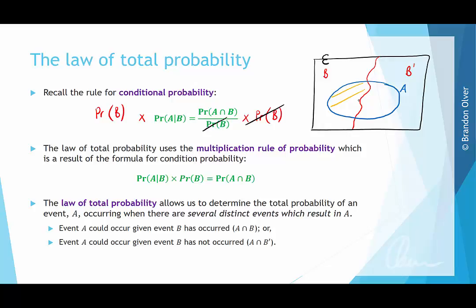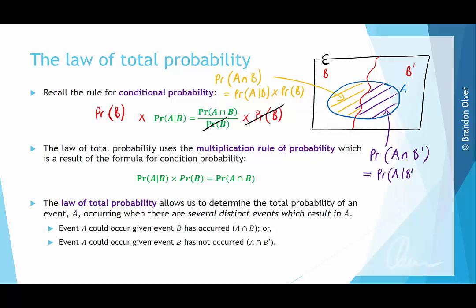Now the part that I am shading in right now is the probability of A intersecting B. And we know from our multiplication rule of probability that that is equal to the probability of A given B has occurred times the probability of B. And now where I'm shading in purple is going to be the probability of A intersect the complement of B. And we know from our multiplication rule that that is going to be the probability of A given B has not occurred, or the complement of B, times the probability of the complement of B. So if we add these two things together, we get the total probability of A, because we've got all of A accounted for in those two calculations.